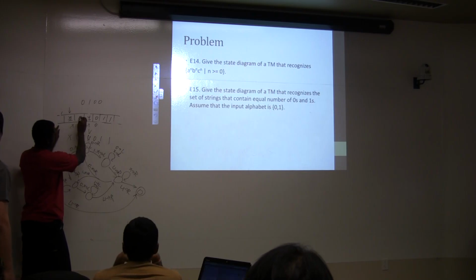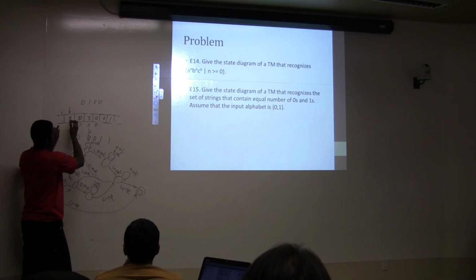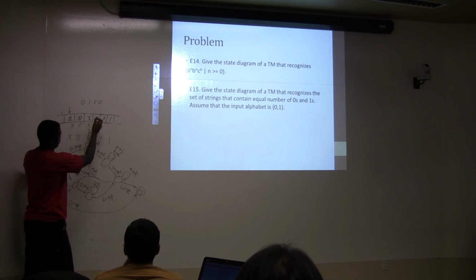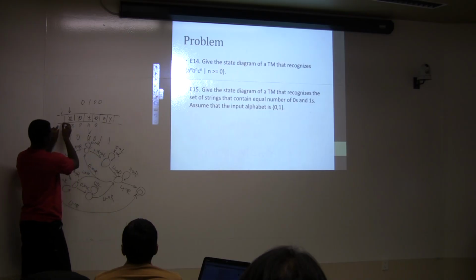So this is crossed out, this is crossed out, and then you keep on going forward until you reach your first character again, and this time it's a 0, and then you cross it out, and then you keep on going right until you find your 1, you cross that out, and you keep on going back till you find the empty spot again.